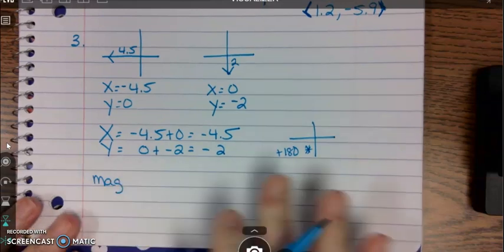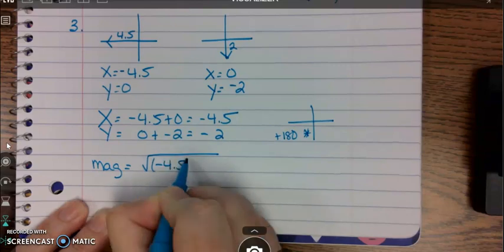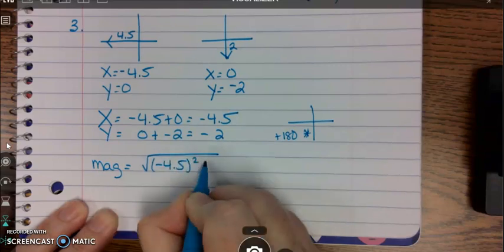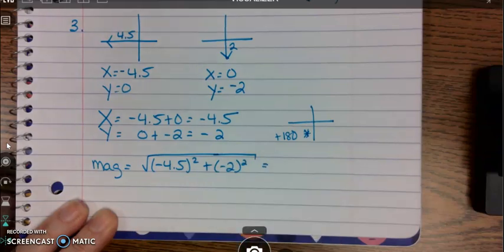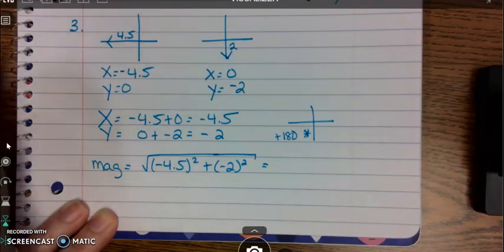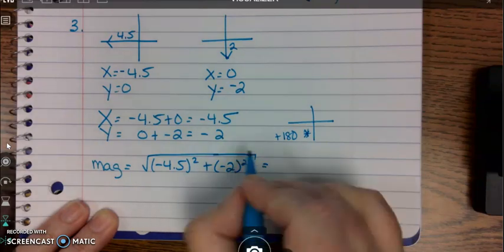So we're going to find our magnitude, and that's the one with the square root: negative 4.5 squared plus negative 2 squared, square root. Oops, clear. Let's try again. I get 4.9.